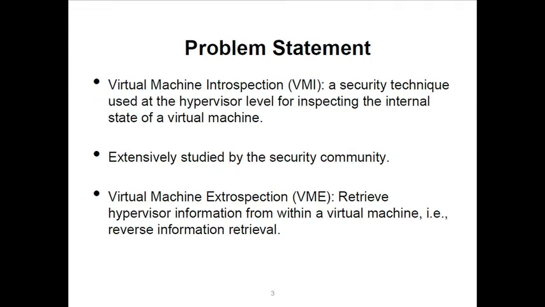So first of all, what is virtual machine extrospection? Before we talk about it, I want to talk about one term called virtual machine introspection, which is, I think, a well-known term in the computer security community. Virtual machine introspection is a security technique where, at the hypervisor level, one can inspect the virtual machine state, because the hypervisor is at a more privileged level. So in the hypervisor, you can see everything of the virtual machine. This technique has been widely used by the security community.